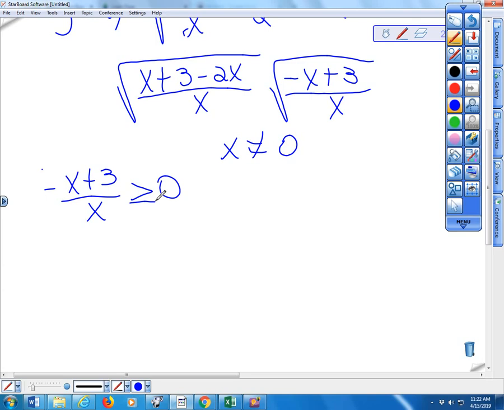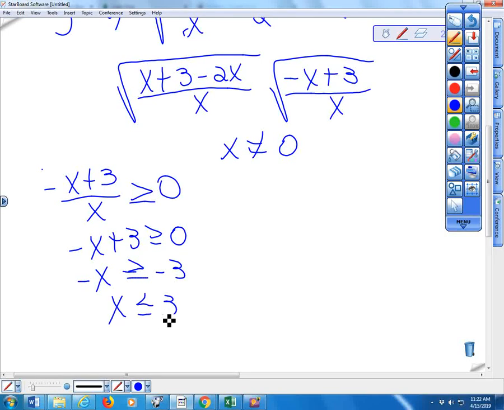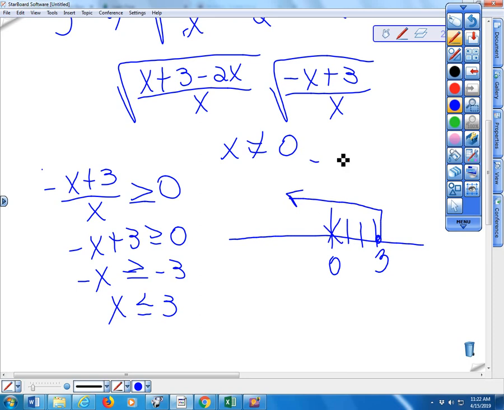So I multiply x by both sides to get negative x plus 3 greater than or equal to 0. Negative x is greater than or equal to negative 3. So x is less than or equal to positive 3 because I have to switch the sign. That's my domain for my composite function. x has to be less than or equal to 3, and I know it can't be 0. A lot of times I'll just draw number lines. I know it has to be less than or equal to 3, but it can't be 0. So I would write negative infinity to 0, union with 0 to 3, and I'm done.